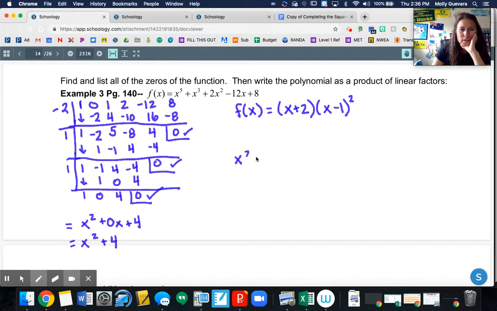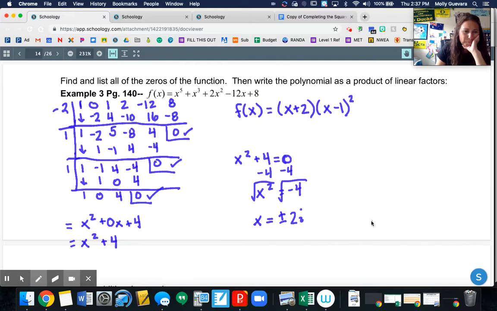X squared plus 4 equals 0. Minus 4, x squared equals negative 4. Take the square root, and I get x is equal to plus or minus 2i. So that means another factor is x, let's take the positive one first, so minus 2i. And then another one is x plus 2i.